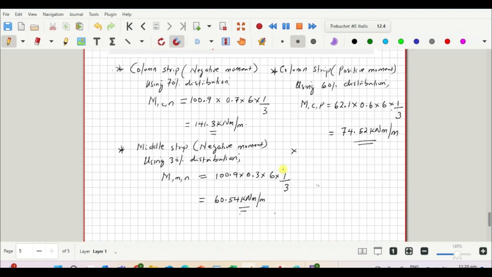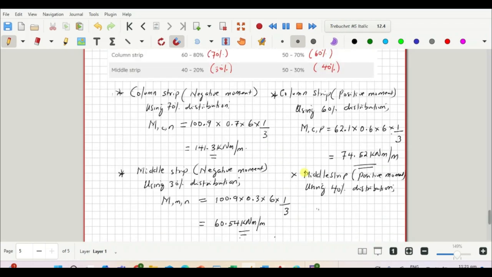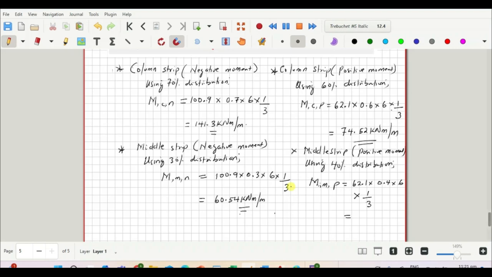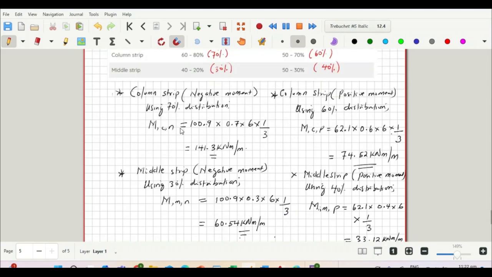Again, let's consider the middle strip, and this time the positive moment. Middle strip, positive moment, we'll be using 40% distribution. So again, let's call that moment MMP, and that will be equal to the positive moment, 2.1 multiplied by the percentage, which is 0.4, multiplied by the span LY, which is 6, multiplied by 1 on the width of the middle strip, which is also 3. If we work this out, we'll have a moment of 33.12 kilonewton meter per meter. So we've been able to compute the moments that will be distributed to the column strip and the middle strip.